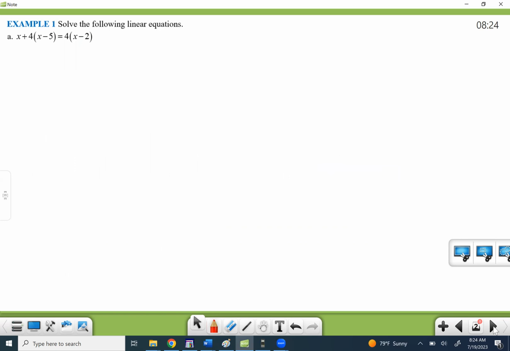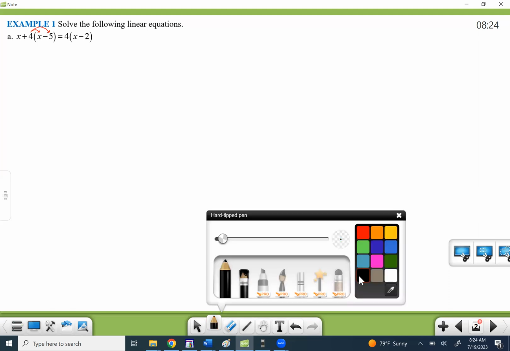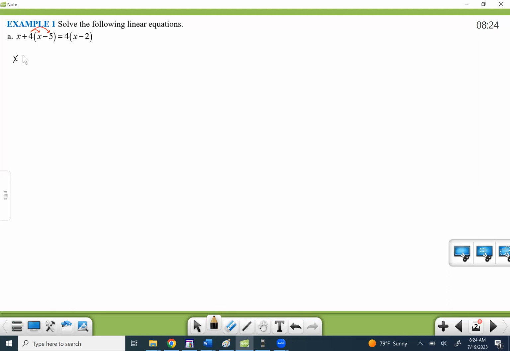So it says solve the following linear equations. The first thing that we want to do is distribute the number that is directly in front of the parentheses. If you go back and look at the last page, step one, distributing, is the first thing we want to do. Distributing is multiplying. So we're going to take that positive 4 and multiply it. I'm just going to bring x down, and 4 times x is 4x.